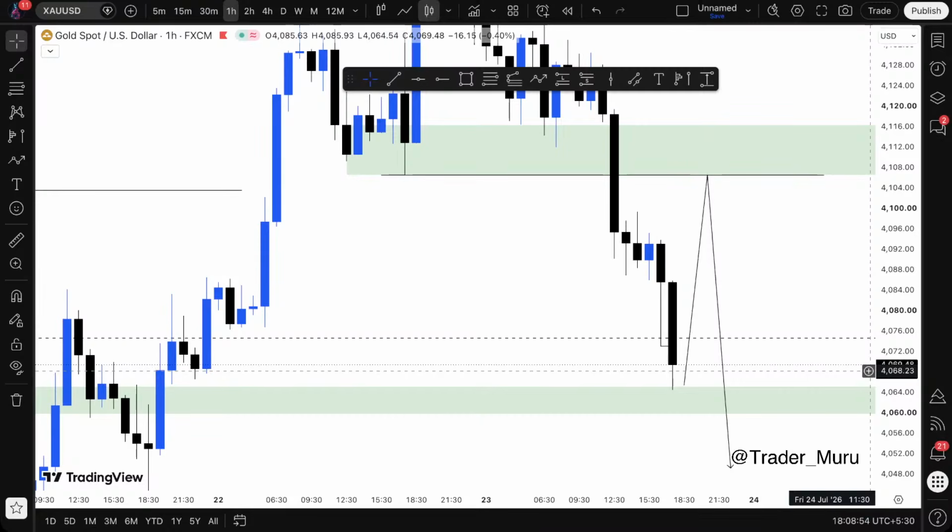What is this? I just forgot that I had a limit at this level. My trade is already active. Running in 40 plus pips.